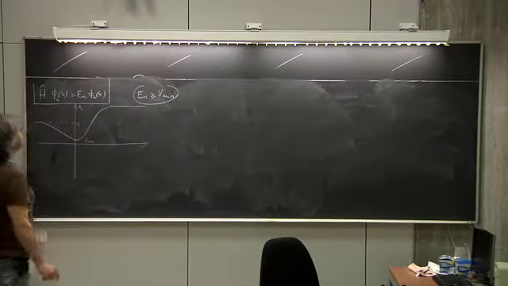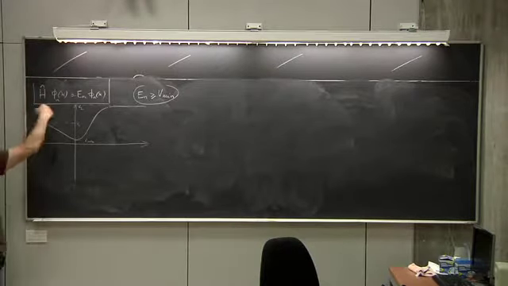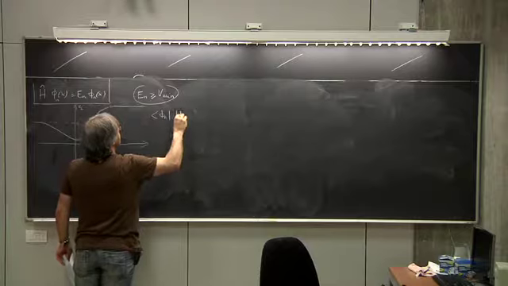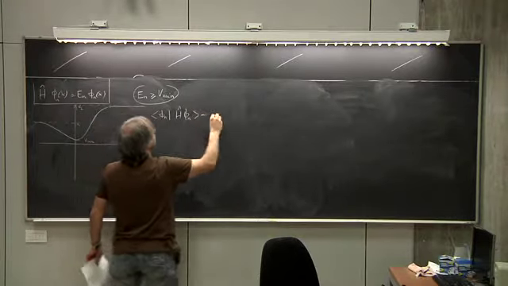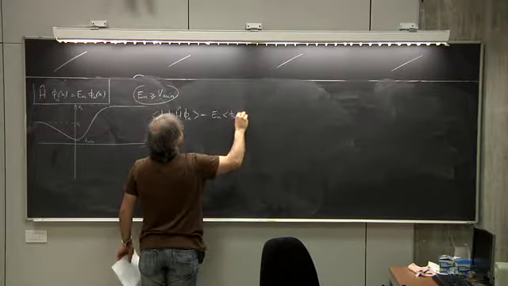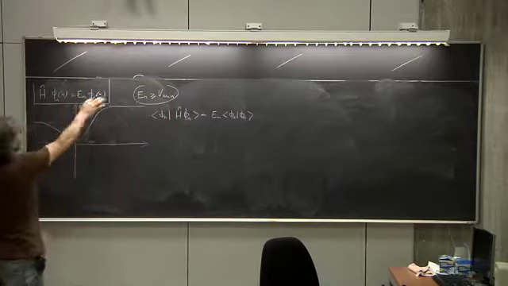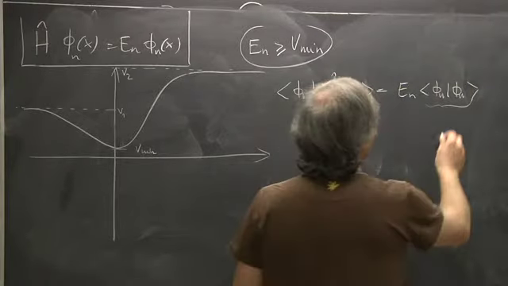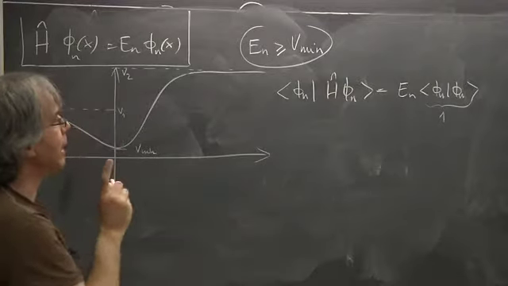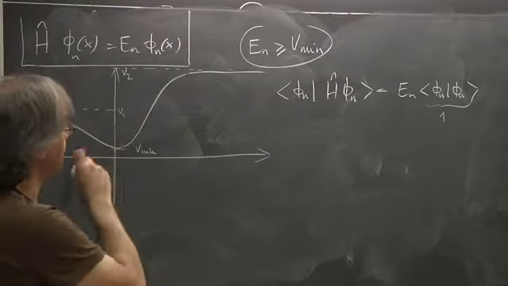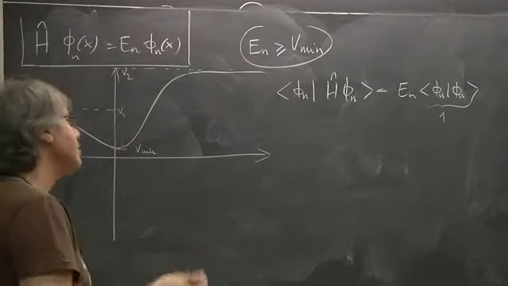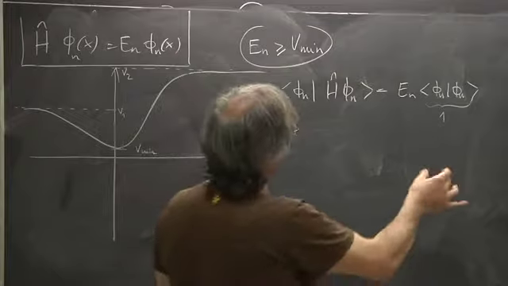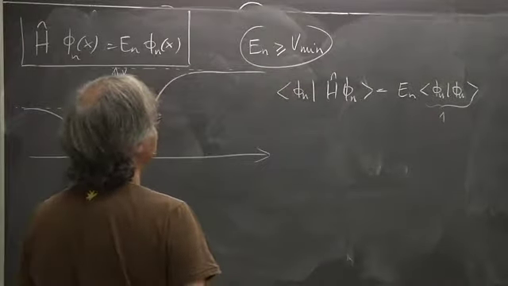Take this and take a scalar product of the same equation by phi n. In other words, write phi n, H phi n, equal to En phi n, phi n. I'm taking the scalar product of both sides with phi n. This object here is 1. Notice, I'm assuming already something. I'm assuming a normalizable wave function. Strictly speaking, you could do a similar proof even for extended states, but strictly speaking, I'm working with a normalizable wave function.